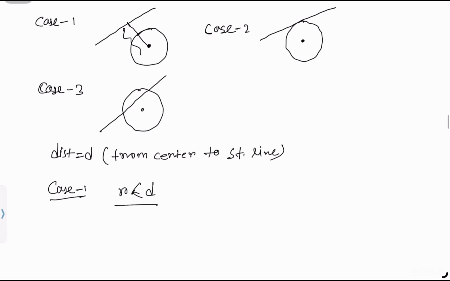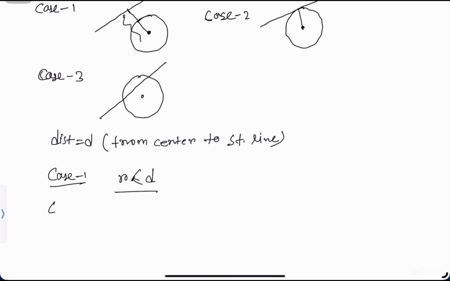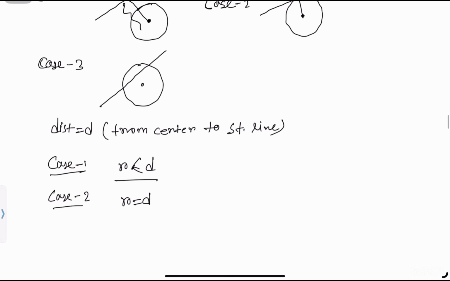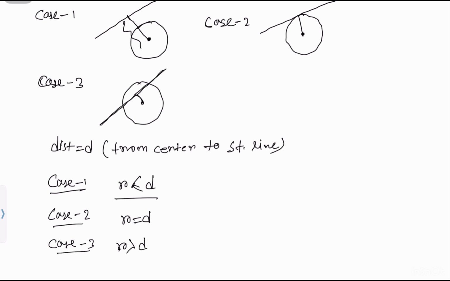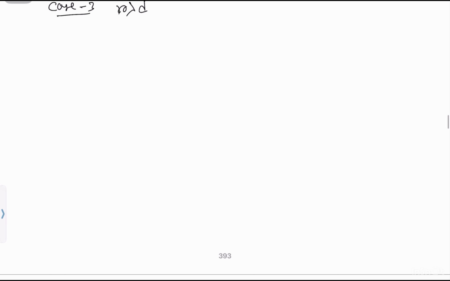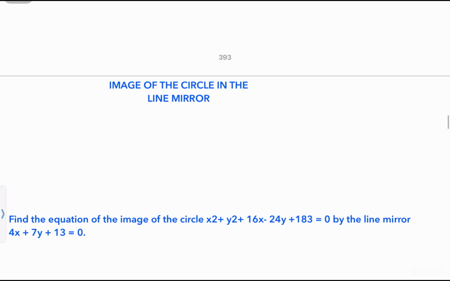Second case, observe here. The radius is equal to that distance. For case 2, I can write r equal to d. Now case 3. The line cuts our circle. That means this distance is smaller than the radius. Then I can write r is greater than d. There are three cases. You can remember these, and whenever a problem comes, you can solve it easily. Now the next topic, the image of the circle in the line mirror.